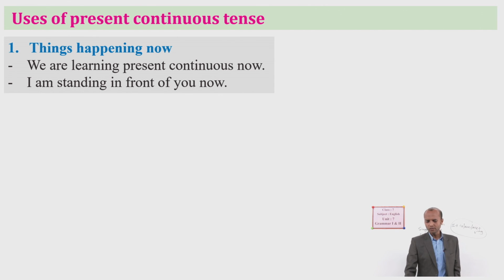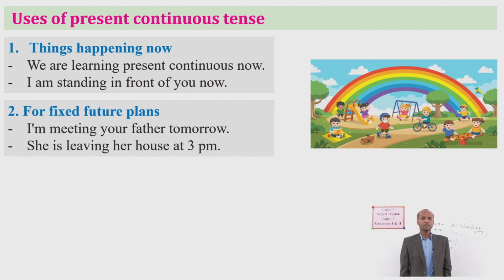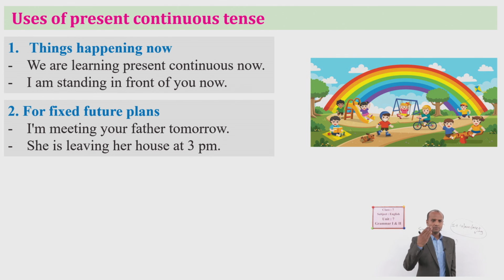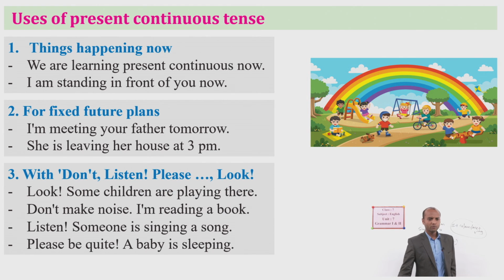Okay? So we use present continuous tense. Next, for fixed future plans. For example, I'm meeting your father tomorrow. She is leaving her house at 3 p.m. today. So you are speaking in the morning, for example, at 8 in the morning. You say she is leaving her house at 3 p.m. Okay, clear?